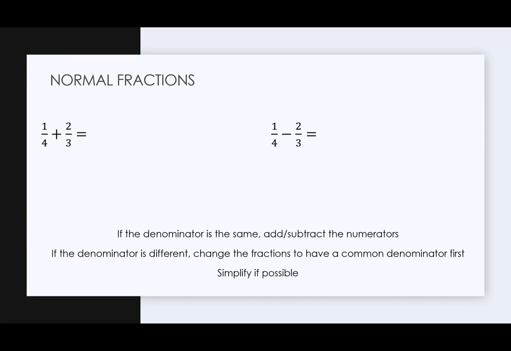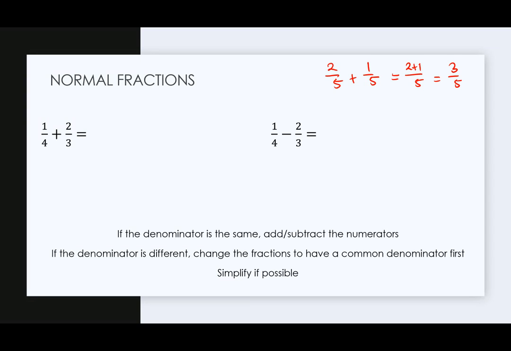With these ones here, we can see that the denominator, that's the number on the bottom, is different in both examples. Let's start with when the denominator is the same. For example, 2/5 plus 1/5. Now, when the denominator is the same, all you need to do is add or subtract the numerators together, which gives us 2 plus 1 over 5, which is just 3 over 5.